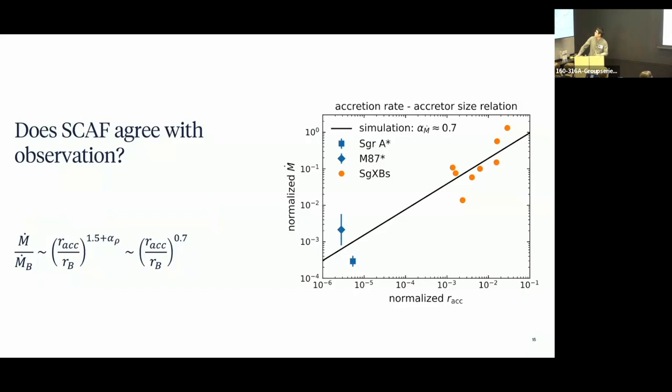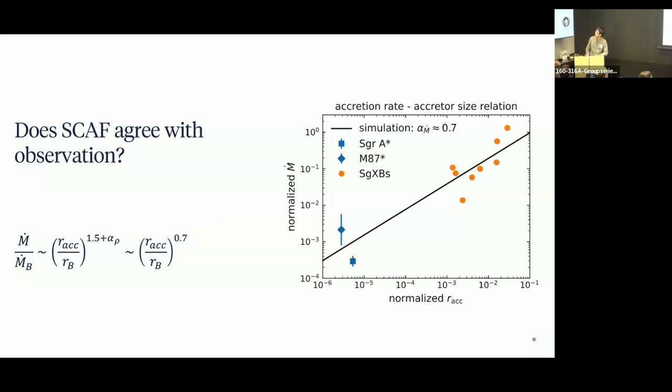well of, Sagittarius A star and M87 star, and also a bunch of wind-fed supergiant X-ray binaries where the neutron stars might also be accreting from a similar type of flow. And hopefully in the future, we'll see more observations populating this gap in between.